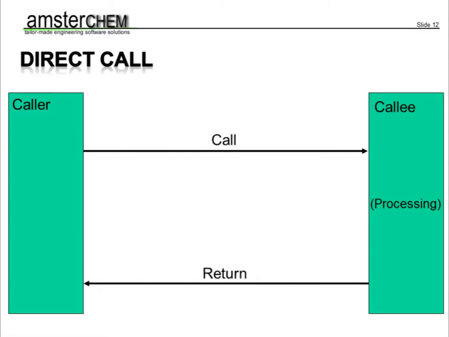A direct function call between two objects could look like this. The function call is made by the caller, and the callee processes the call and returns the function's output. The caller could be the PME, and the callee could be a PMC object, or the caller could be the PMC, and the callee could be a PME object.